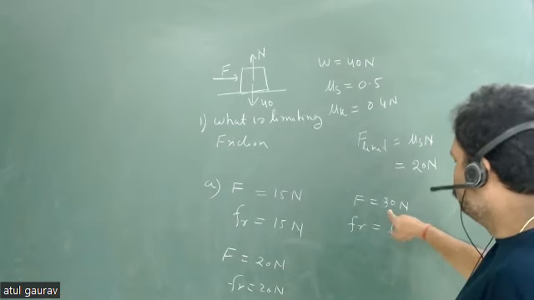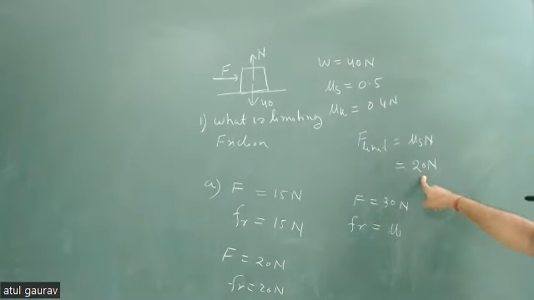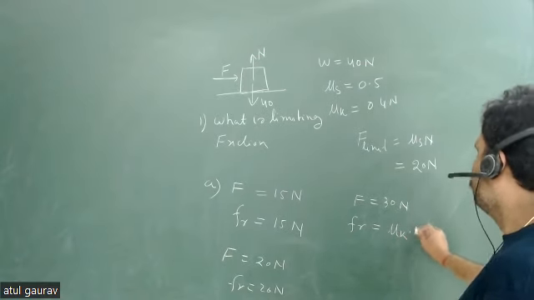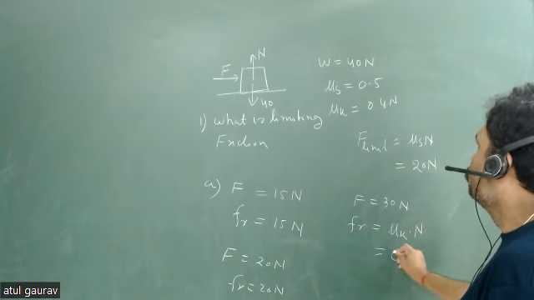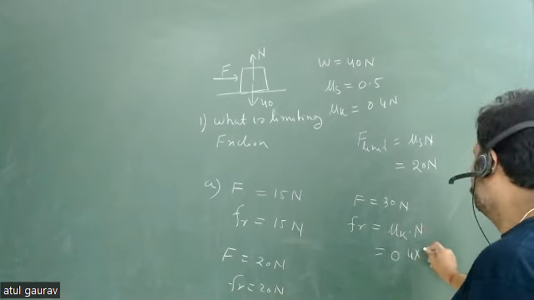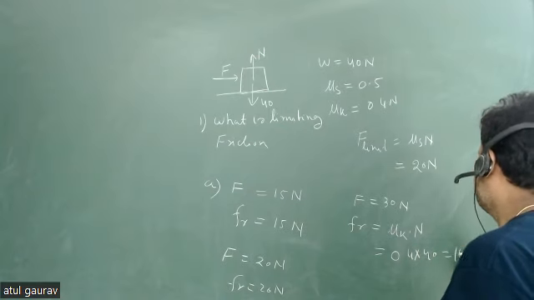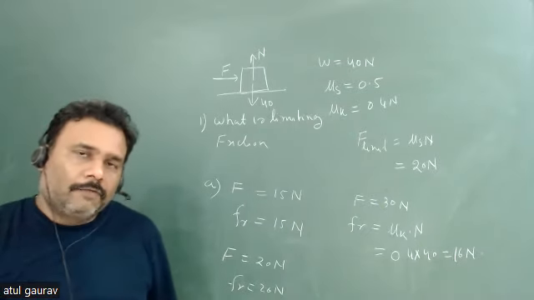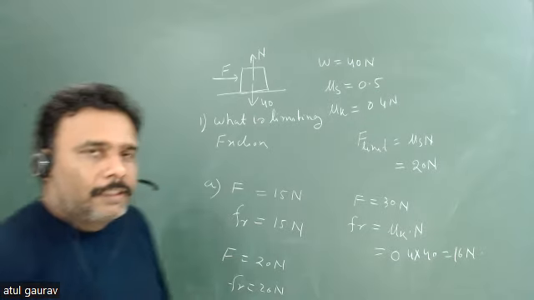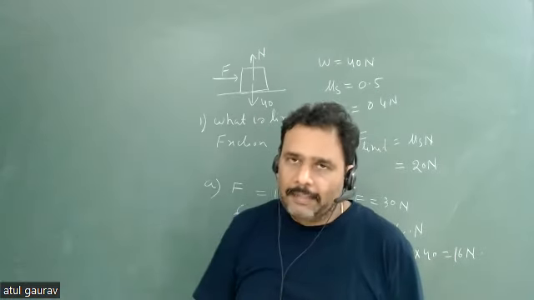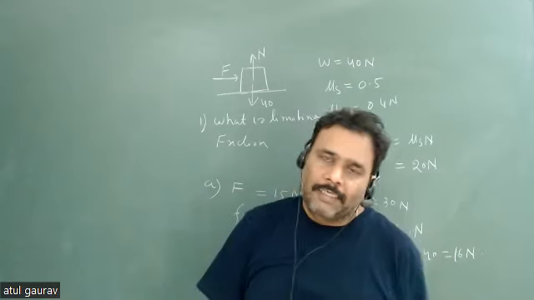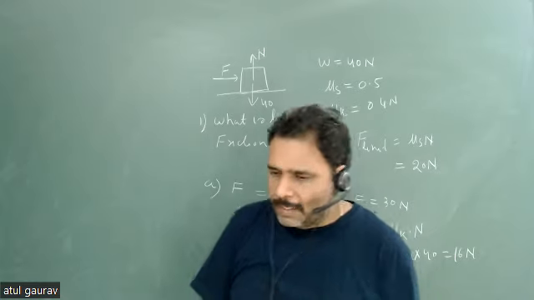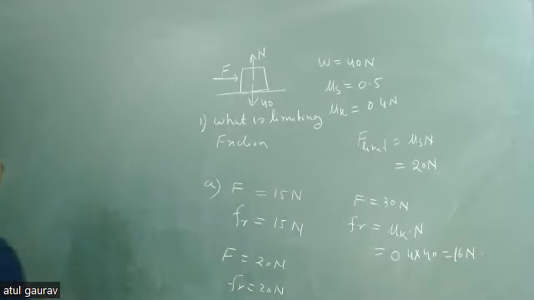Now your applied force is more than the limiting friction. So that value is equal to mu k into N, which is 0.4 into 40, that will be 16 Newton. Okay. Just a very fundamental question. You have to always see whether you are using static friction or kinetic friction.